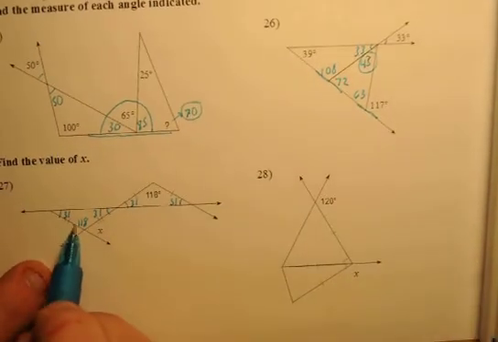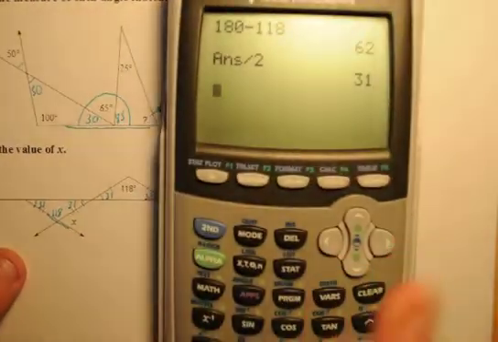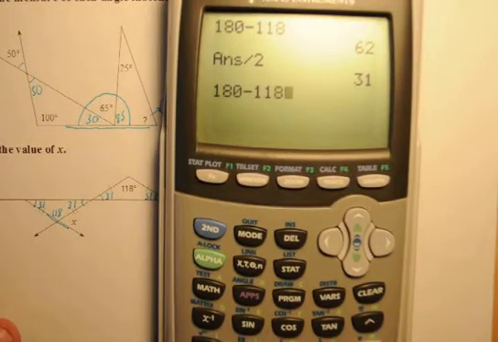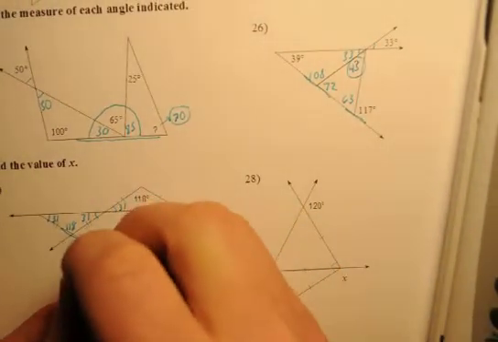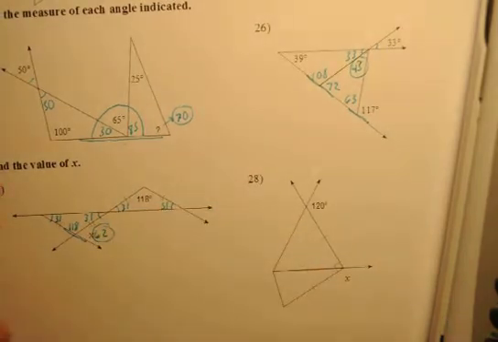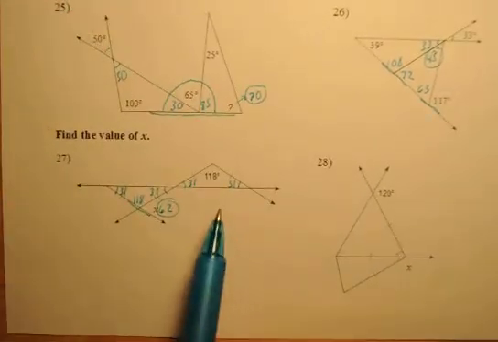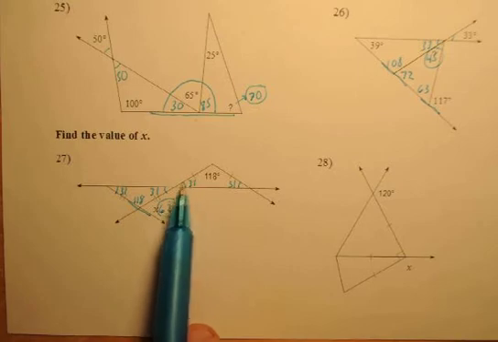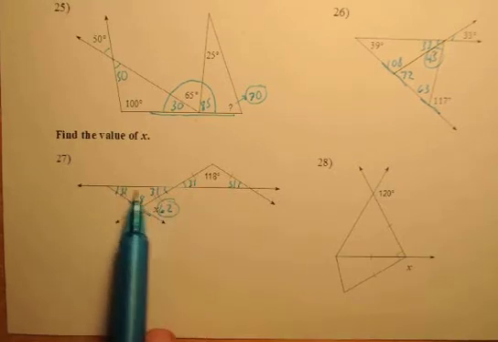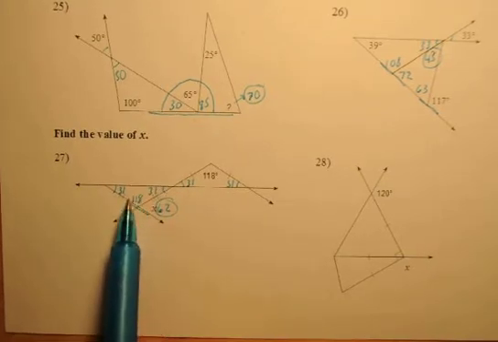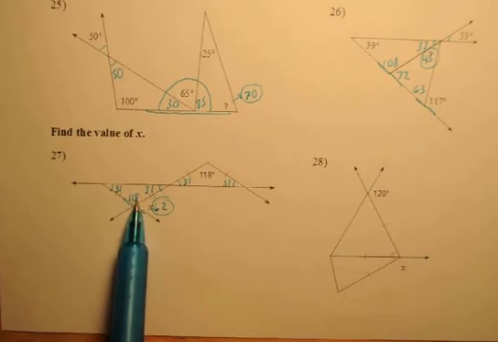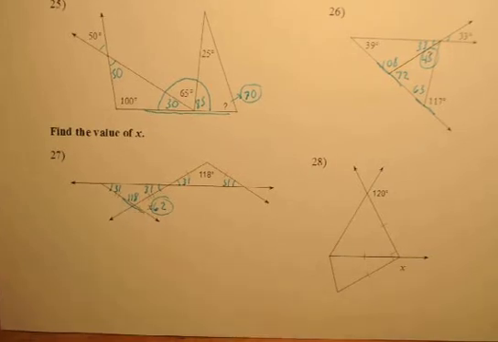And now we can use a linear pair here. 180 minus 118 is 62. So this was all about isosceles triangles here. These two are the same, these two are the same, these two are the same, which makes that 118, and then we got a linear pair right here, so these two have to add up to 180.